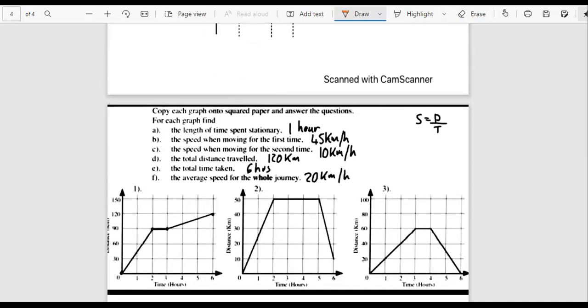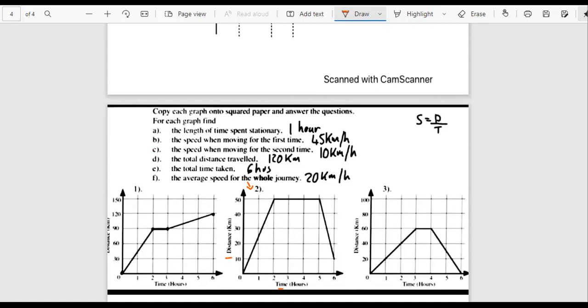Copy each graph into the squared paper, answer the questions. For each graph, find the length of time spent stationary. Now, some of the questions, like the first one, was a past paper question, and then some are random examples just to understand the concept, okay? Now, all these are basically for the first one. Let's talk about the second one, okay? Now, this is the distance time graph.